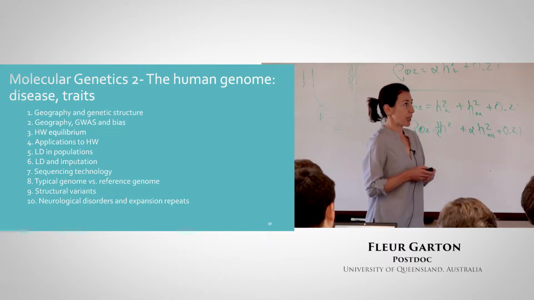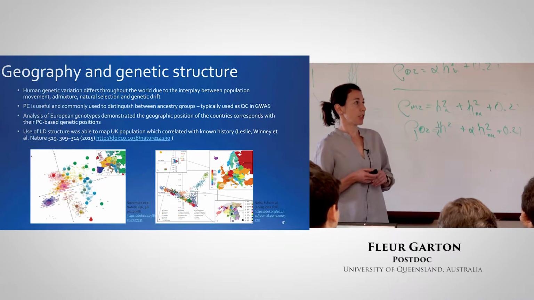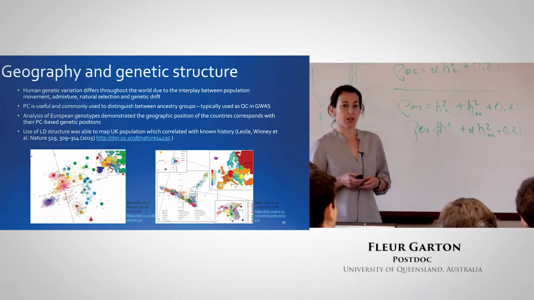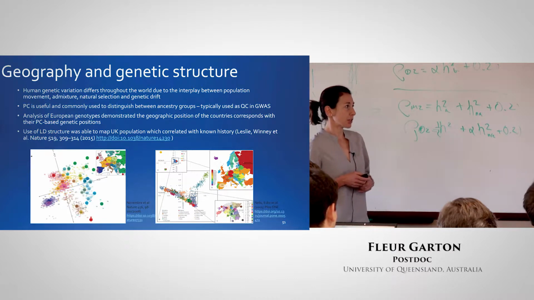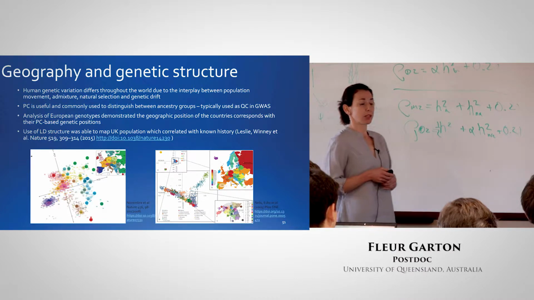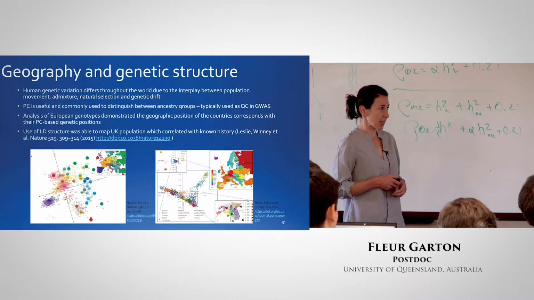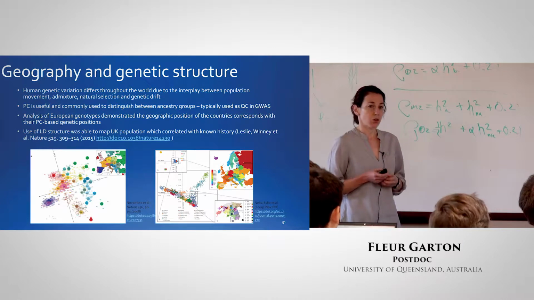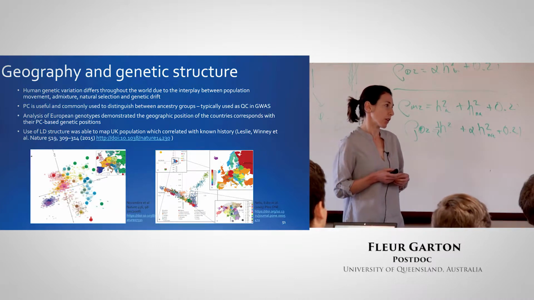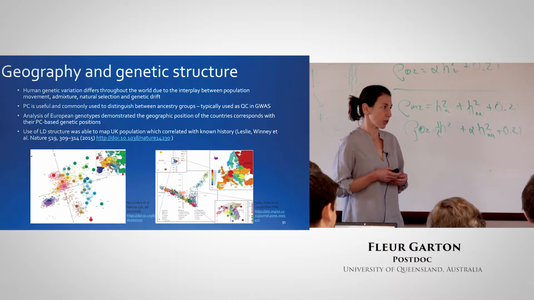So human genetic variation differs throughout the world and is due to the interplay between population movement, admixture, natural selection and genetic drift. Principal components is very useful and is very commonly used to distinguish between these ancestry groups, and also you can use it as a quality control if you're performing a genome-wide association study and you want to focus on a particular ancestry group.